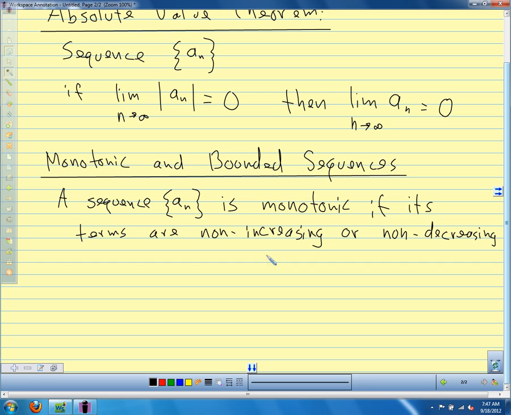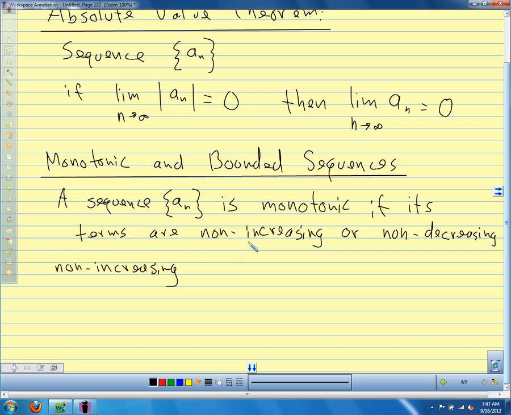So non-increasing means it could be constant. A constant sequence is non-increasing. But you just said it is constant or decreasing. Oh, so there are two separate conditions. It can be non-increasing or it can be non-decreasing. Then we call them monotonic.